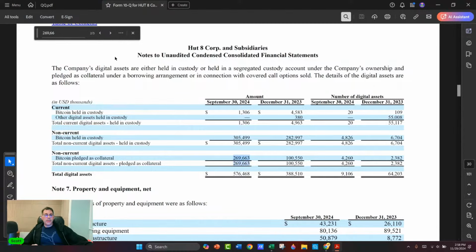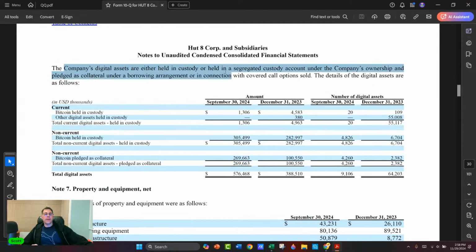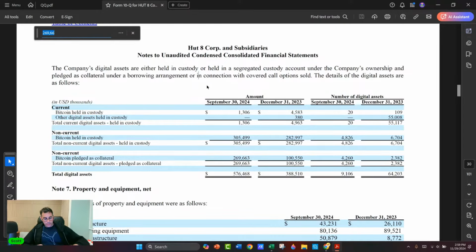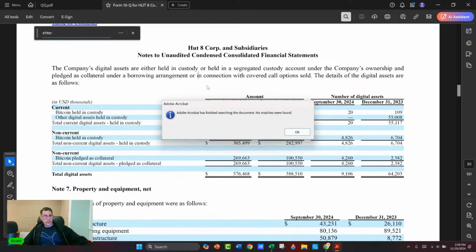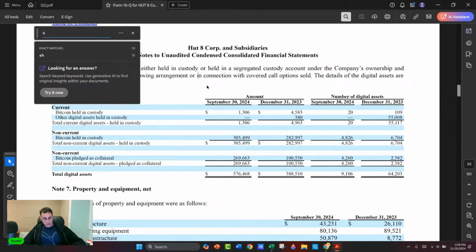Yeah, so HUT 8, the digital assets are either held in custody or pledged. I'm surprised I don't have anything else but Bitcoin.